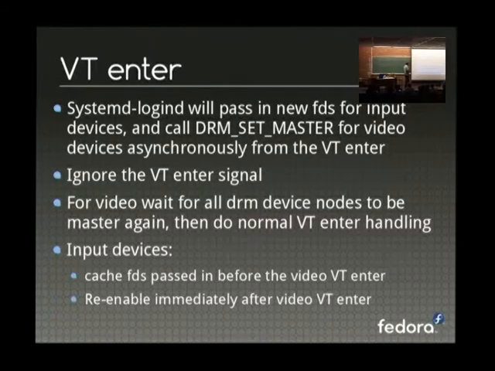So what we do is we wait for systemd logind to give us D-Bus signals over which it passes new FDs for input devices, and it signals us it has retaken the master mode for video devices. We first wait for all the video device nodes to be back in master mode, to be resumed in systemd logind terms. And if at that time we already get some file descriptors for input devices, we put those on a list. We remember that those need to be resumed later. Once we have all the video device nodes, we basically do the normal VT enter handling we were always doing. So again, from a driver point of view, there is not a whole lot changing.